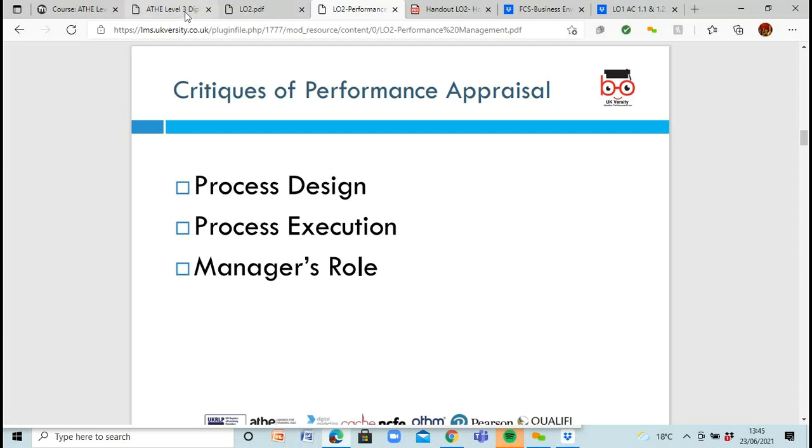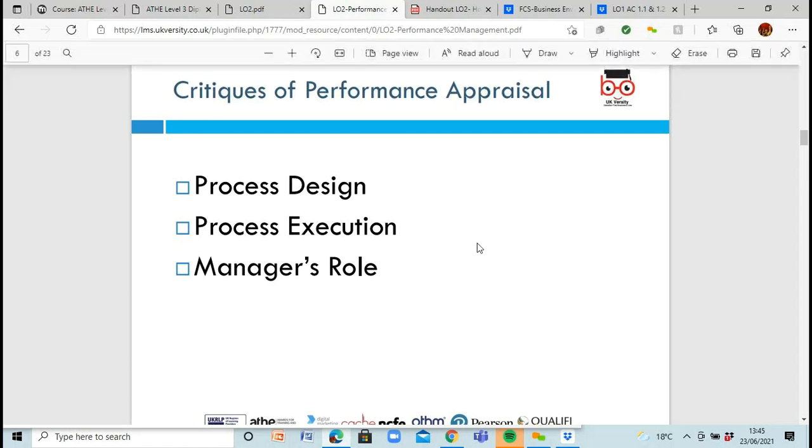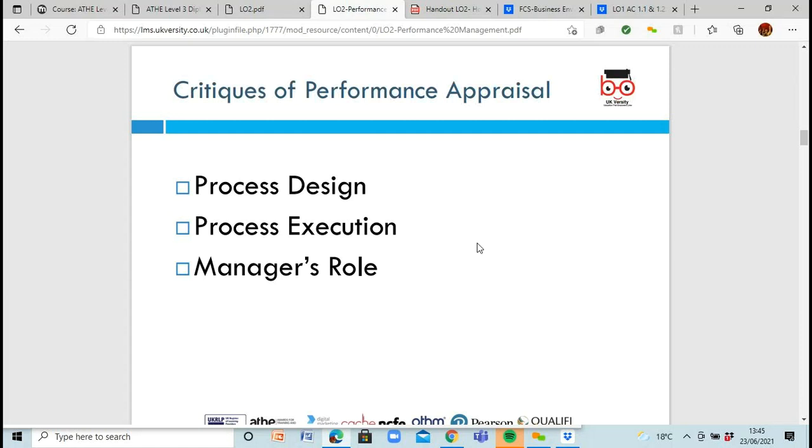So now for this question, if you choose to do the distinction sections, then you're actually going to design an appraisal process. These next slides will just show you how to design it. So we're going to look at process design. So an appraisal process design, an appraisal process execution, how you're designing it first and how you're actually going to implement it, and then what the role of the manager is.